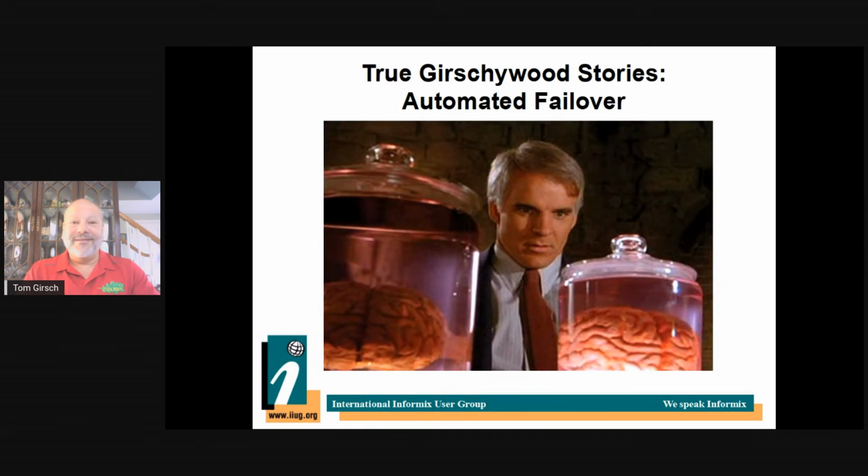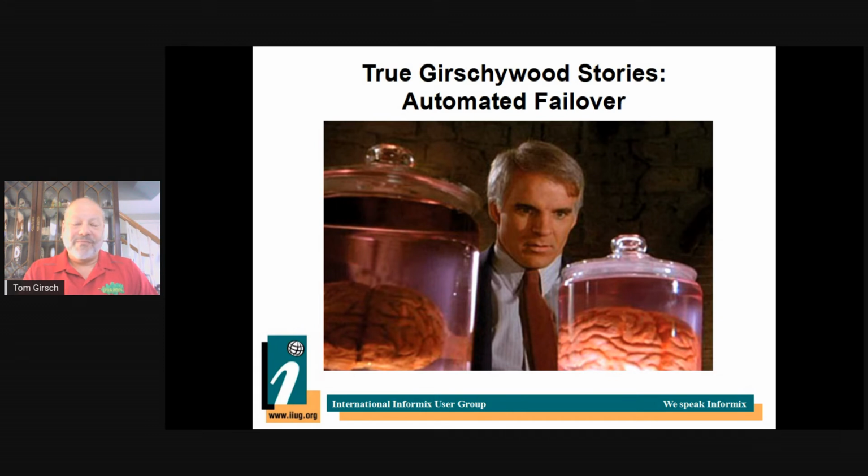Not quite. Next true Girschywood story involves automated failover. We had an event where the connection between the two data centers that I just mentioned was lost. And so no problem. We got automated failover. Everything kicks in. Everything was good within the local data center. It was the remote one that was the problem, except it didn't work quite so smoothly. We wound up, because of how things were configured, with what's called the split brain, which is why you see this image in front of you.